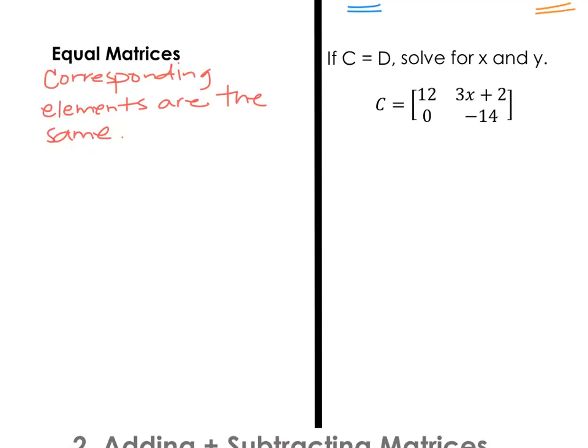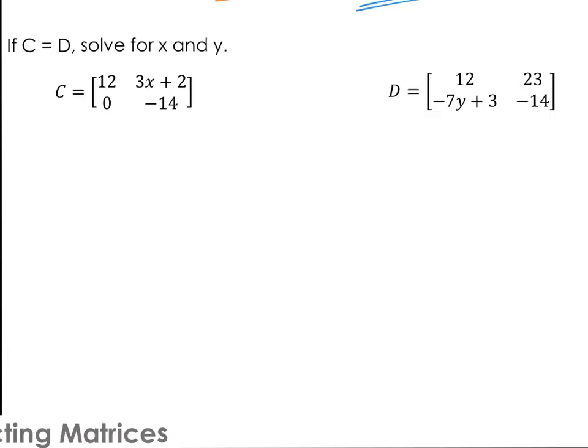If you have more than one matrix, that would be 2 matrices. Matrices are equal if all of your corresponding elements are the same. You must have the same rows and columns as well. And we can use equal matrices to solve for variables. If C equals D, notice those are both capital letters. That means matrix C is equal to matrix D. Solve for X and Y.